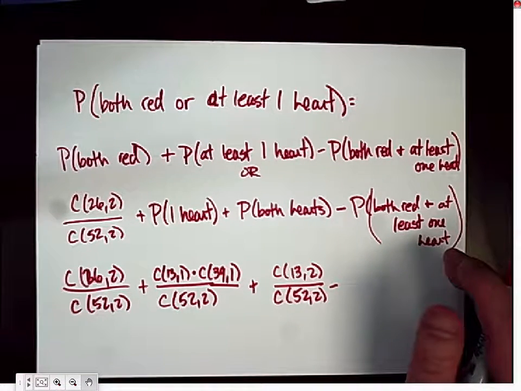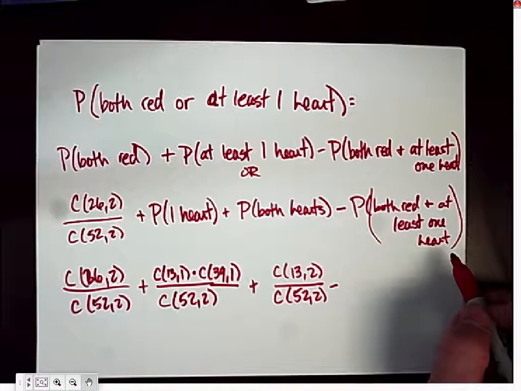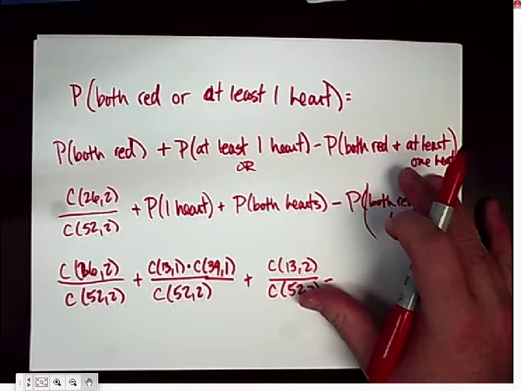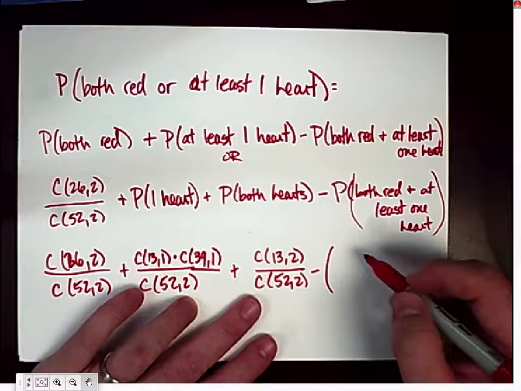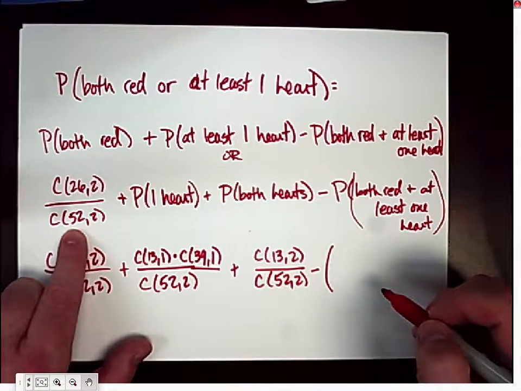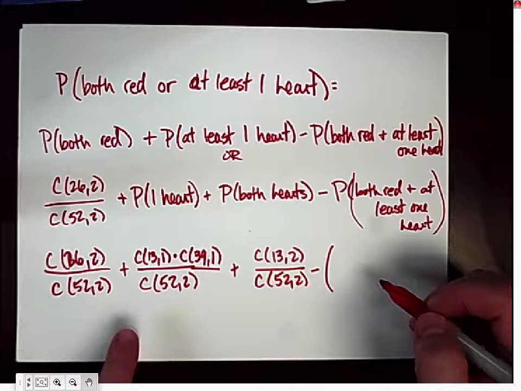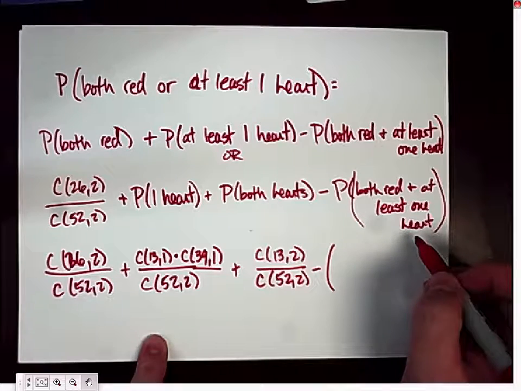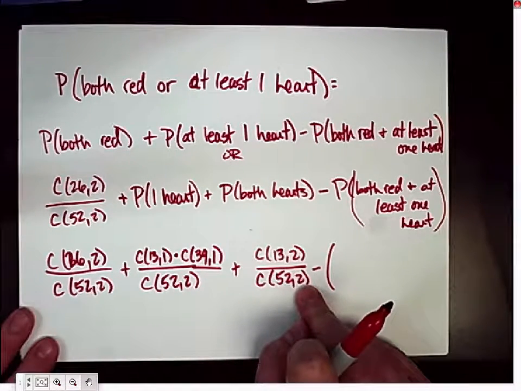Minus this, and means you multiply, right? So that's the probability that they're both red, which we know already, right? Times at least one heart, which would be this or this, right?